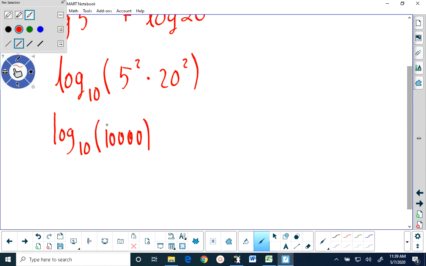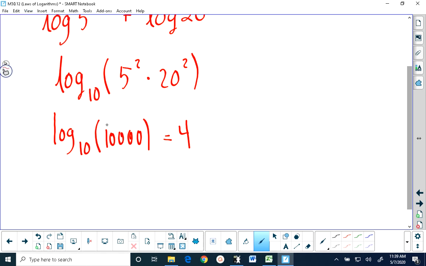So this is saying, to what do I raise 10 to get 10,000? Well, 10 times 10 times 10 times 10 would give you 10,000, so you raise 10 to the 4.